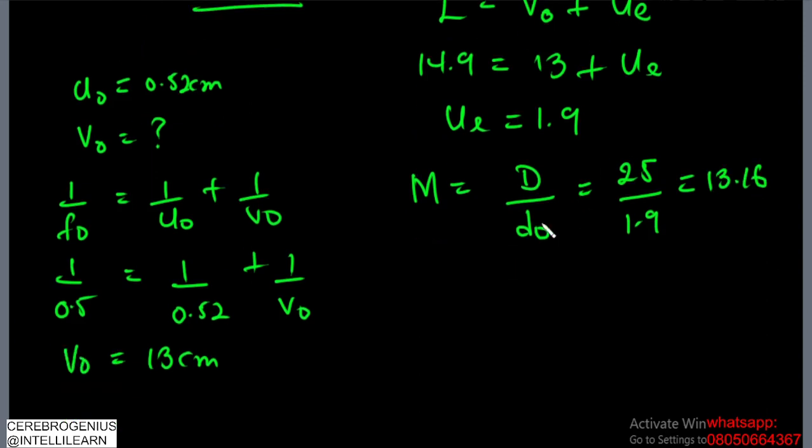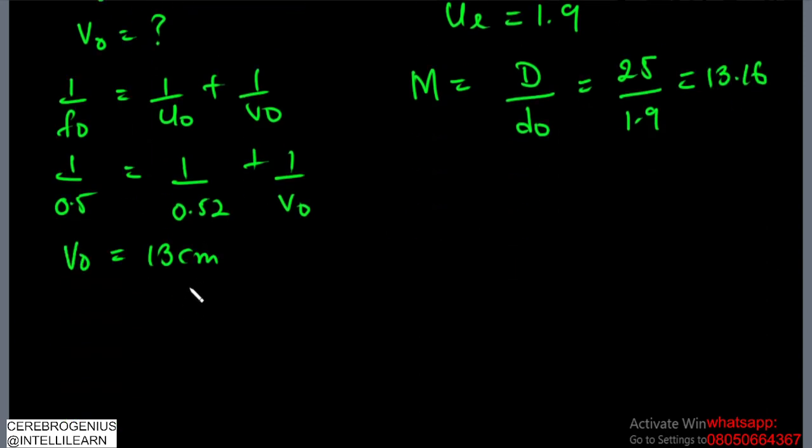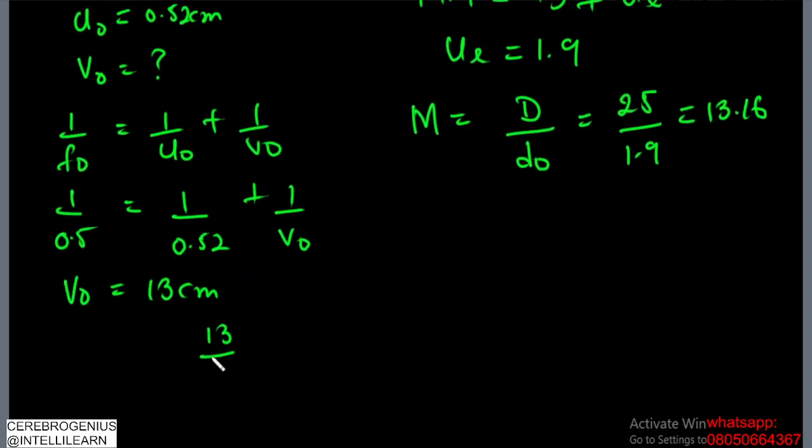Then we can find the overall magnification. So we already know this is 13 divided by 0.52, multiplied by 13.16.